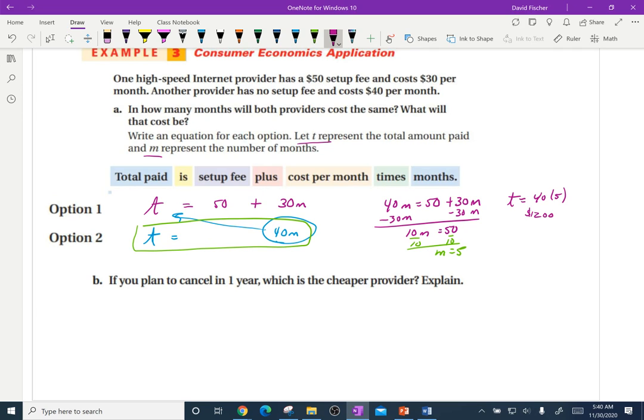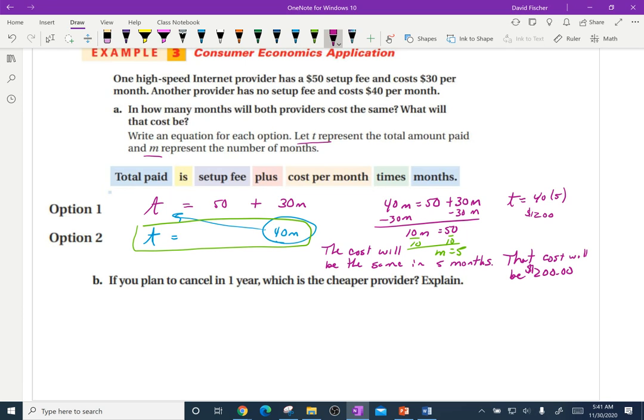So now we have to answer the question. The cost will be the same in 5 months. That cost will be $200.